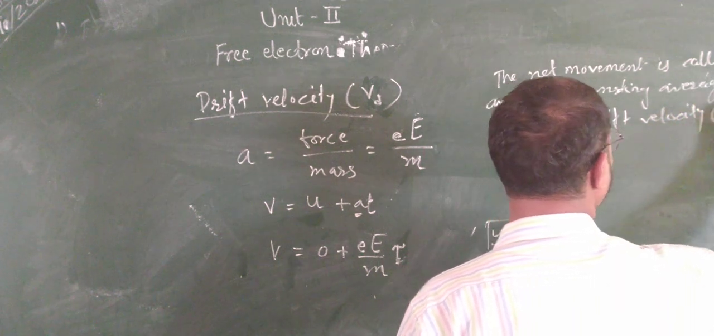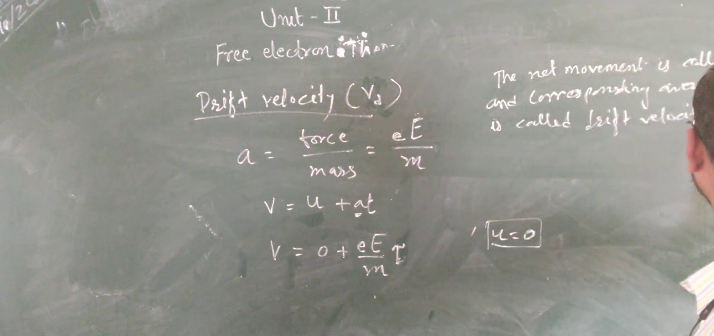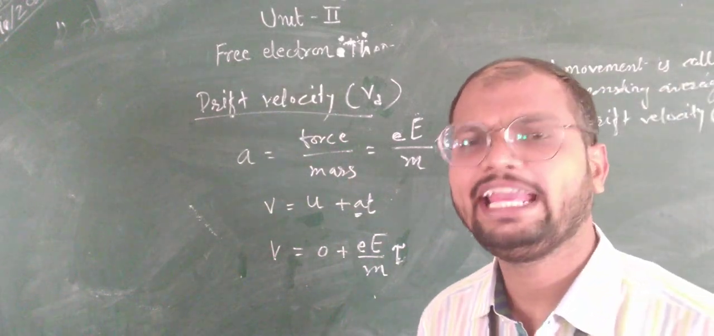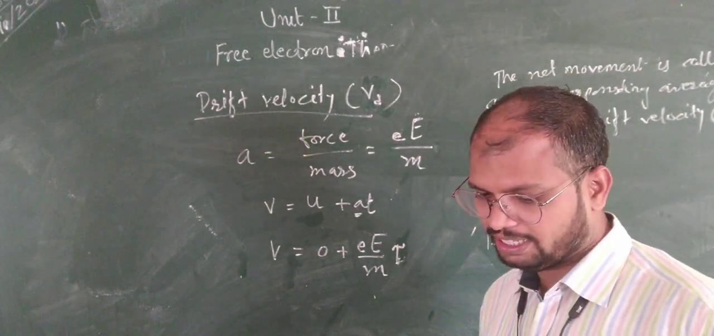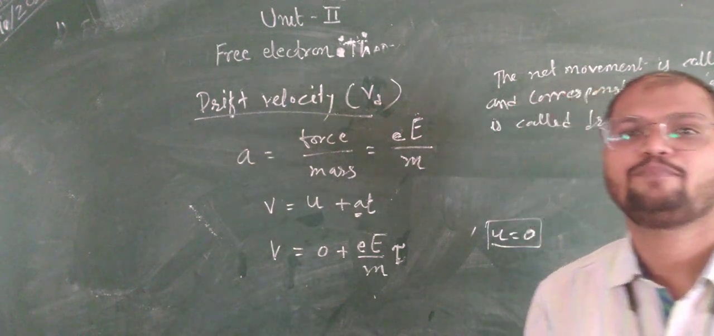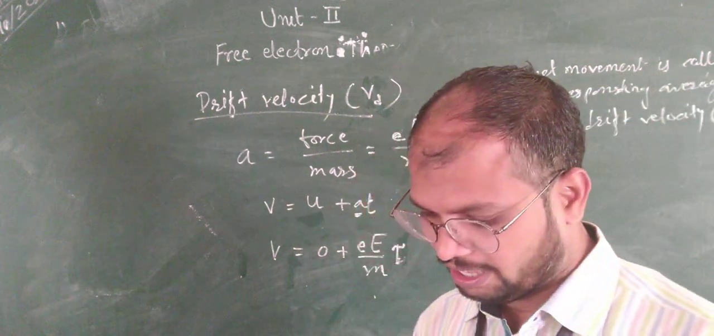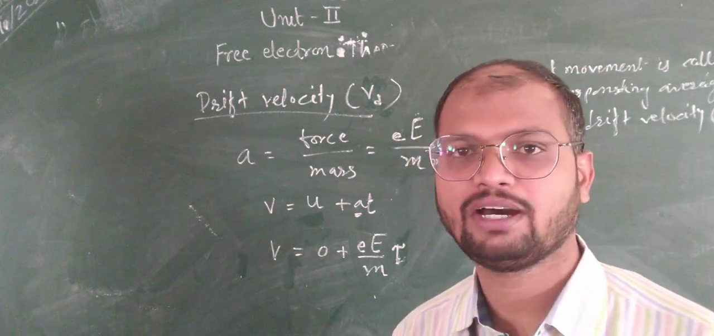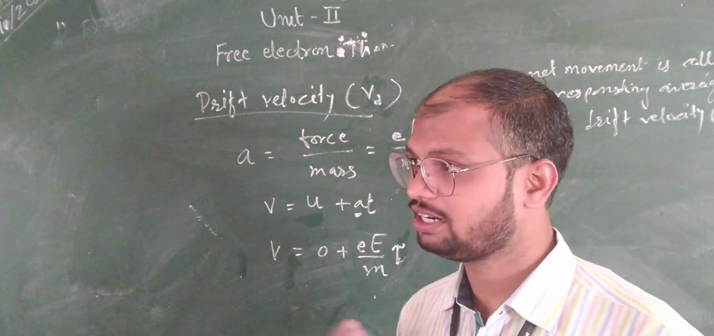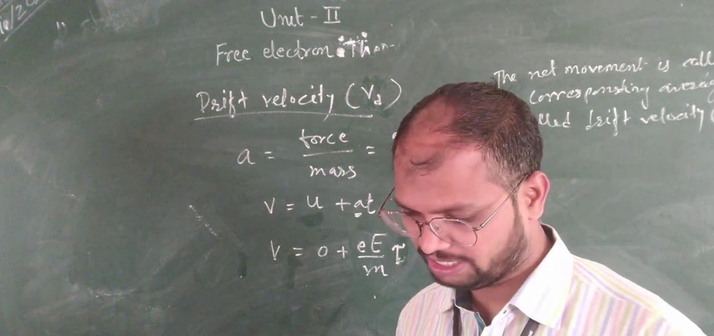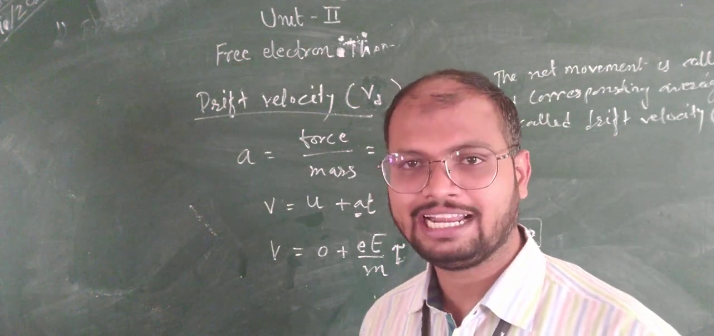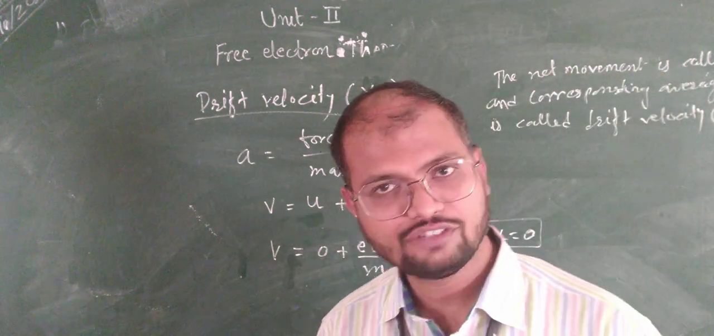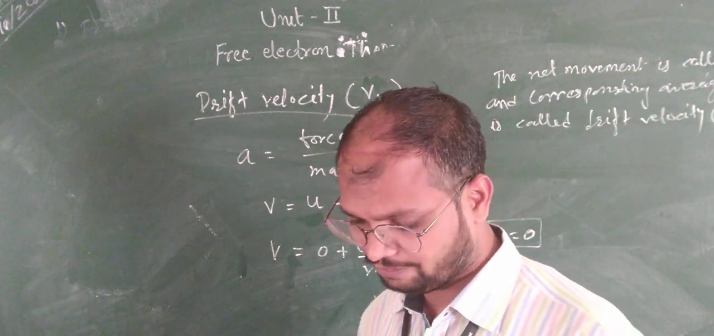That is Vd. Okay. So when we apply the electric field, due to the applied external electric field which accelerates the electrons, the electron velocity suffers sudden change in magnitude and direction. The net movement is called drift, and the corresponding average speed or average velocity is called drift velocity.